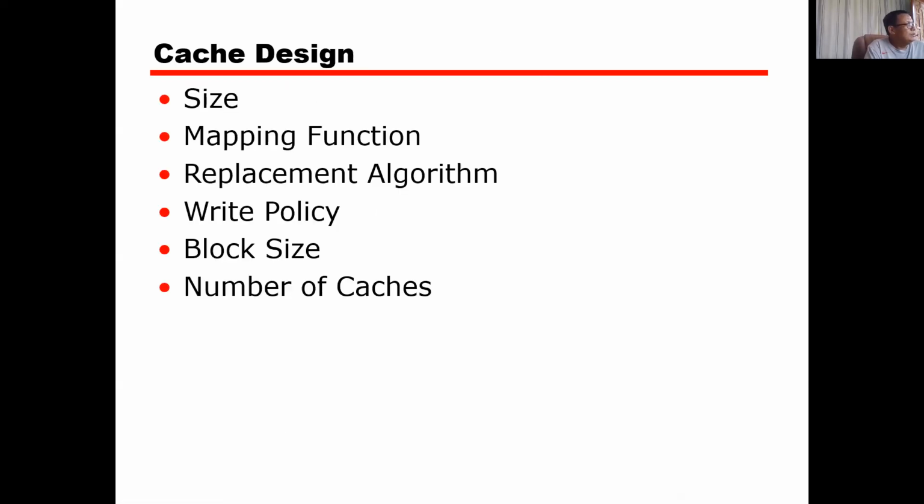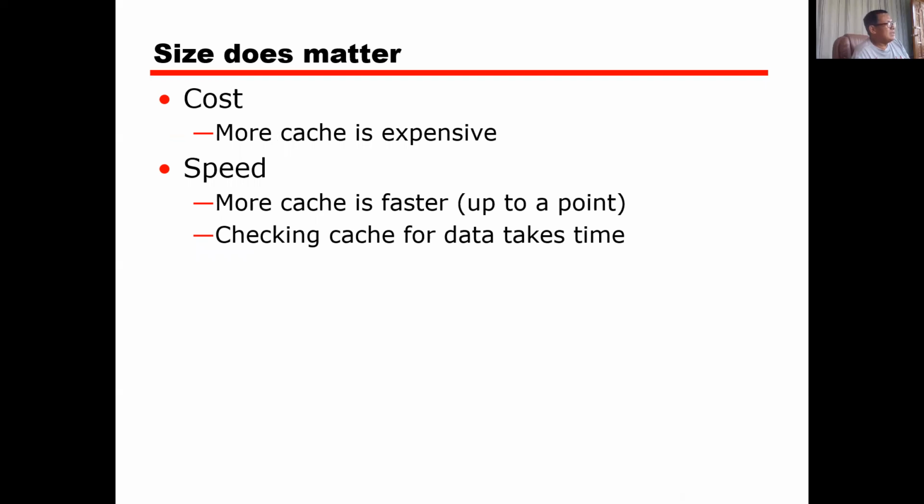So the cache design has several factors. The size of the cache is important. The bigger the size, the less memory replacement. The mapping function: how do you map the blocks of the cache into the blocks in memory? How do you replace the blocks? How do you determine the block size? How do you write? What is the appropriate block size? And what is the number of levels of cache? Cache is more expensive, but it's faster. And so on and so forth.